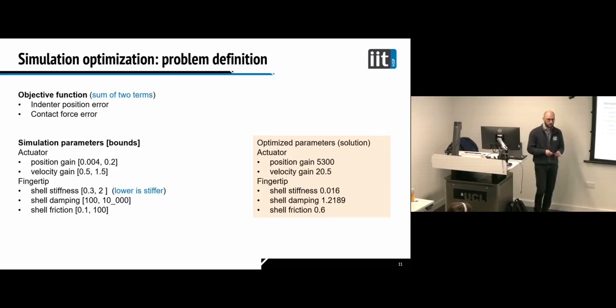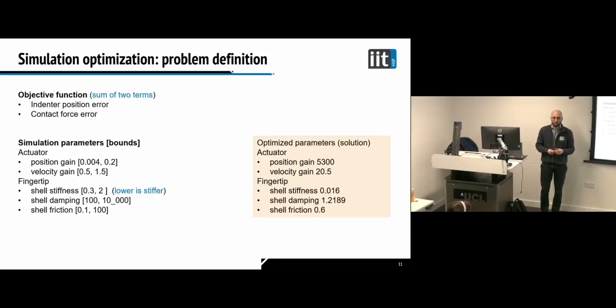How do we make sure our simulated tactile data collection replicates the real data collection? We define an optimization problem where we minimize 2 objectives. One is the indenter position error, because we want the simulated indenter to track the same trajectory of the real indenter. And one is the contact force error. We want the simulated forces to be as close as possible to the real forces.